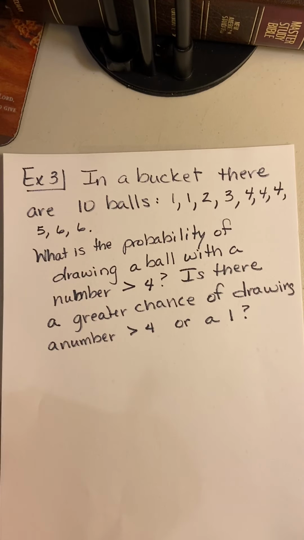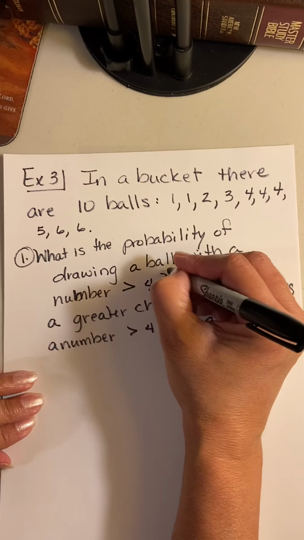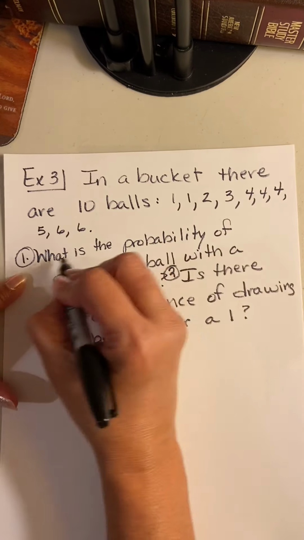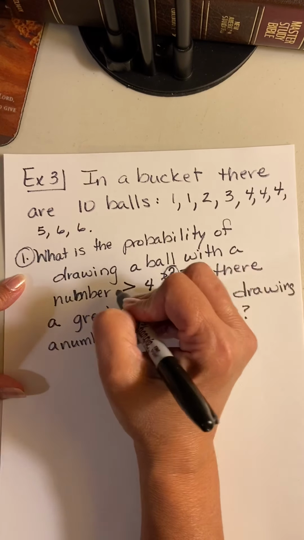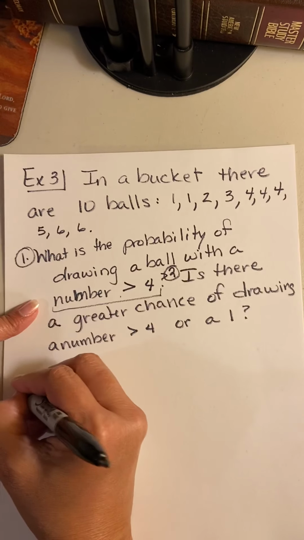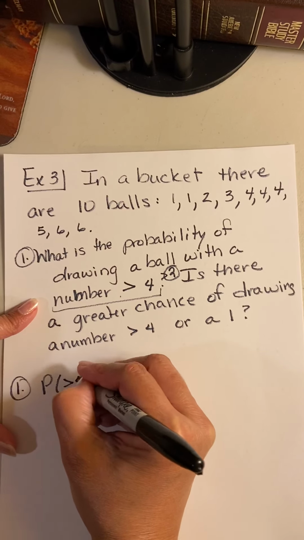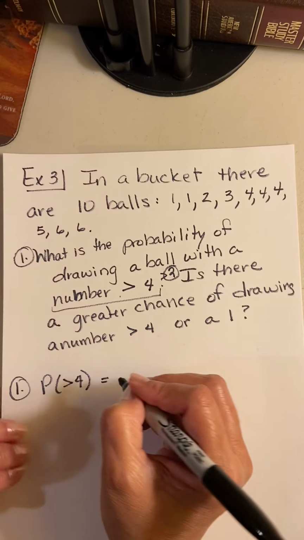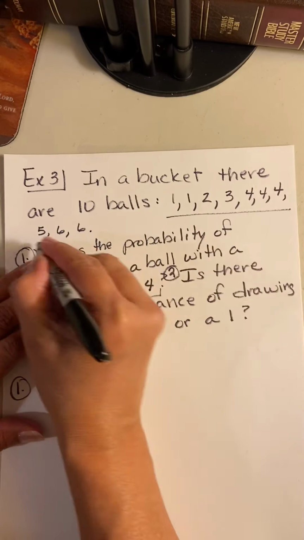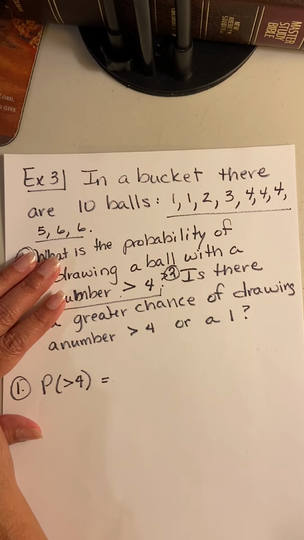Okay, so here's the first question. Let me put a 1 here because I got 2 questions here. What is the probability of drawing a ball with a number greater than 4? So in part 1, I want the probability of a number greater than 4. By the way, this here is called the sample space. These are all my options, every one of them. There's nothing out of this.